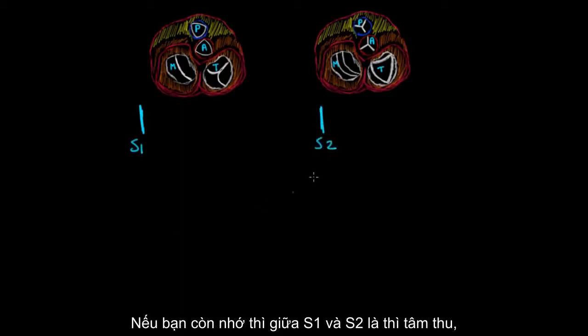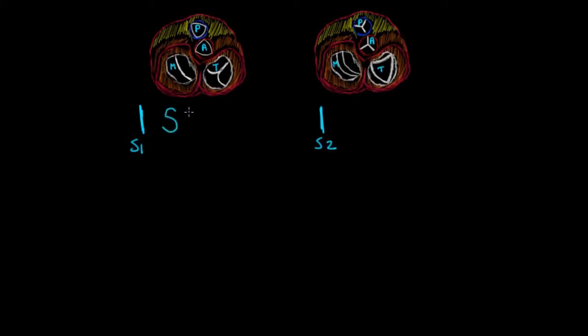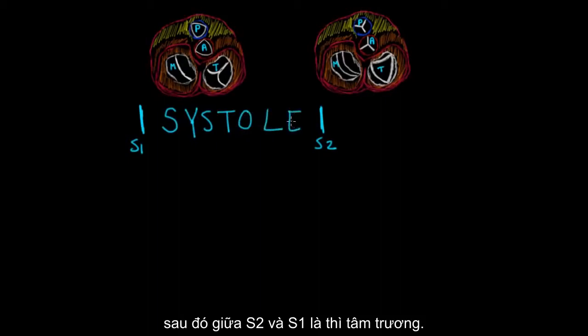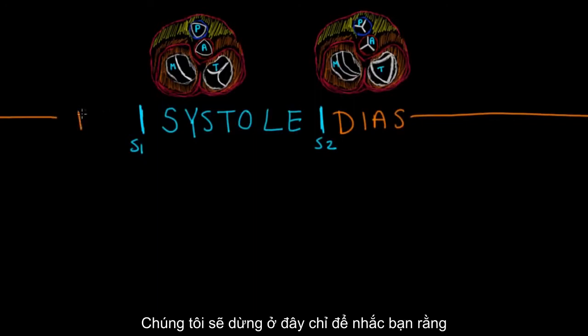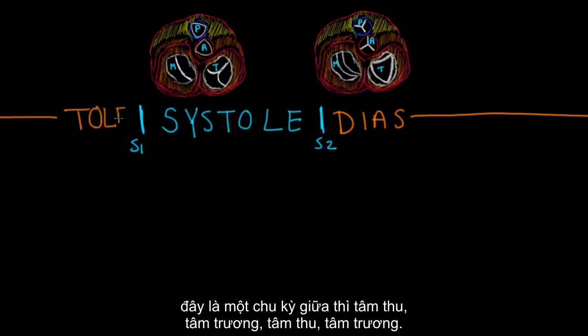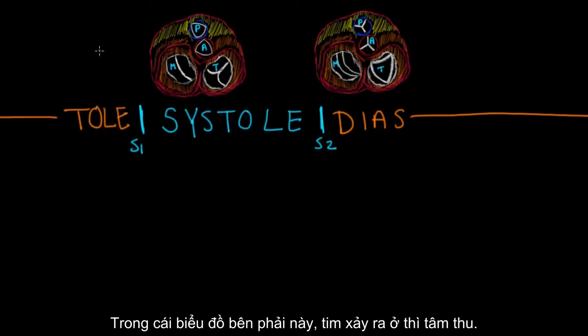And if you remember, between S1 and S2, we have systole, and then between S2 and S1, we have diastole. And we'll finish that over here just to remind you that this is a cycle between systole, diastole. And so in this diagram right here, the heart happens to be in systole.